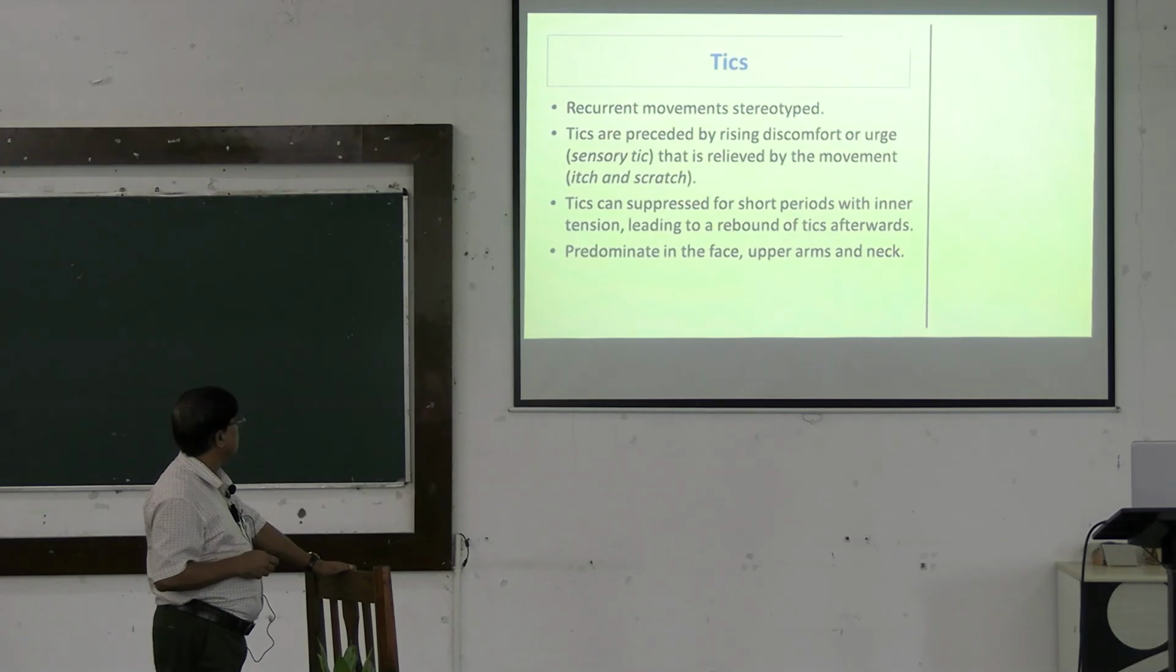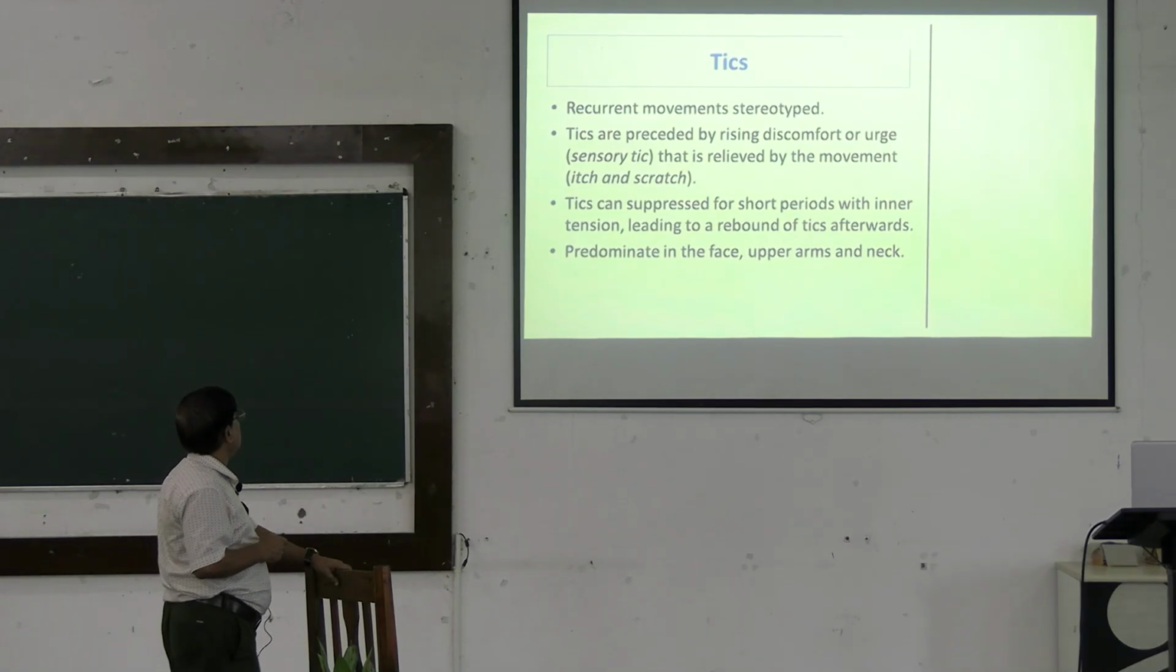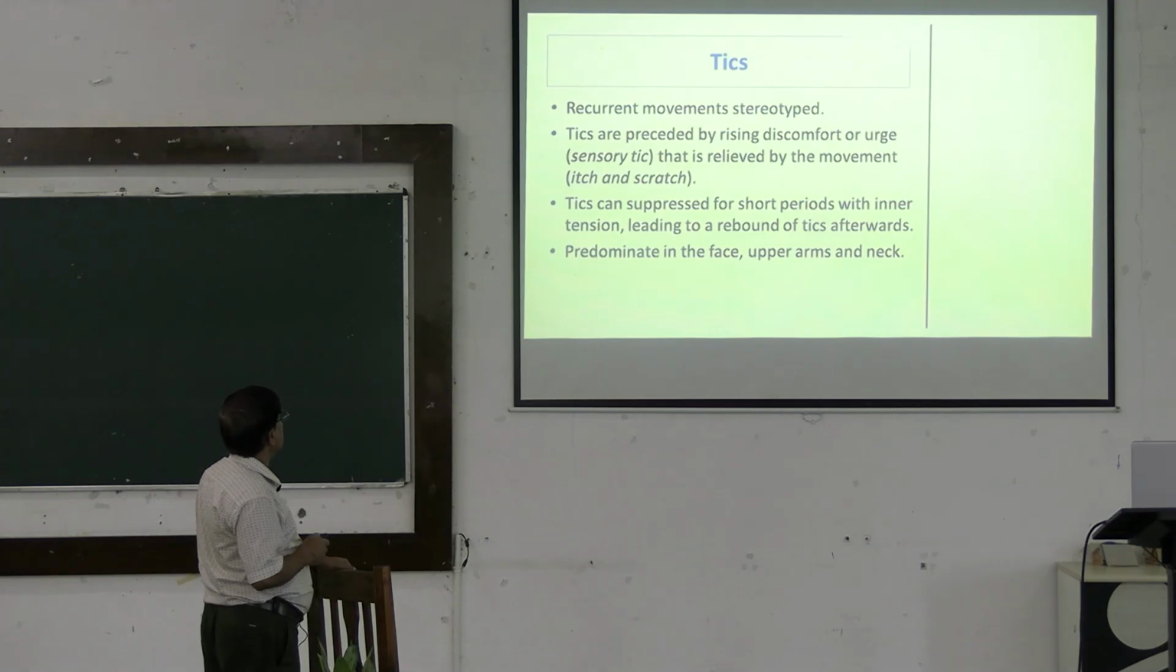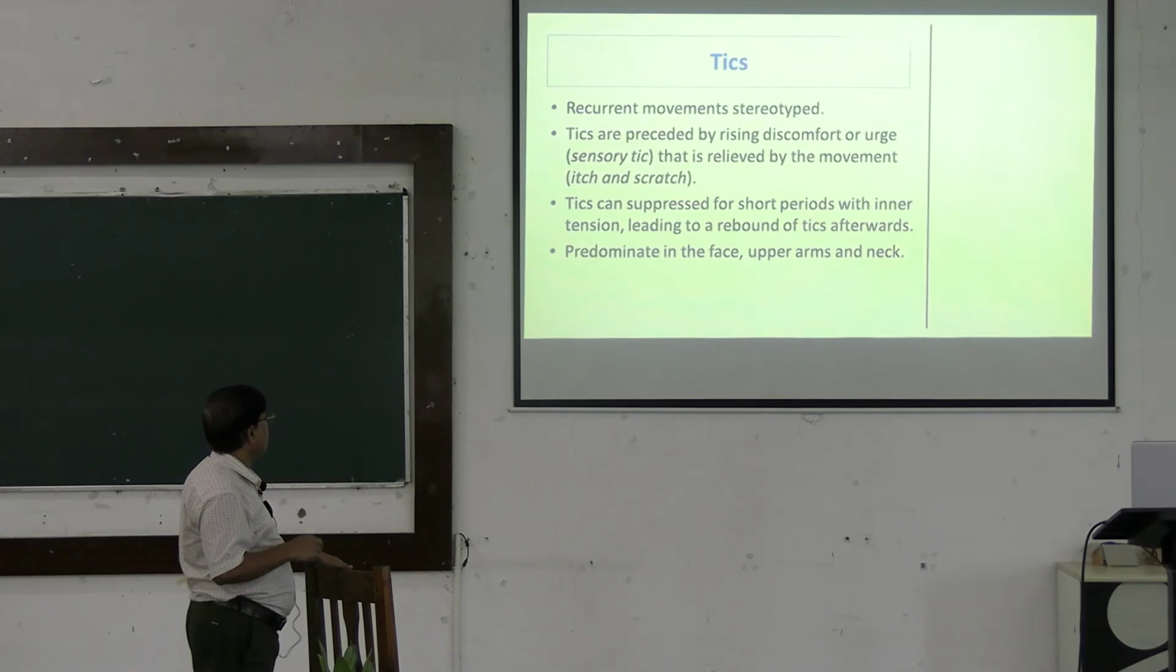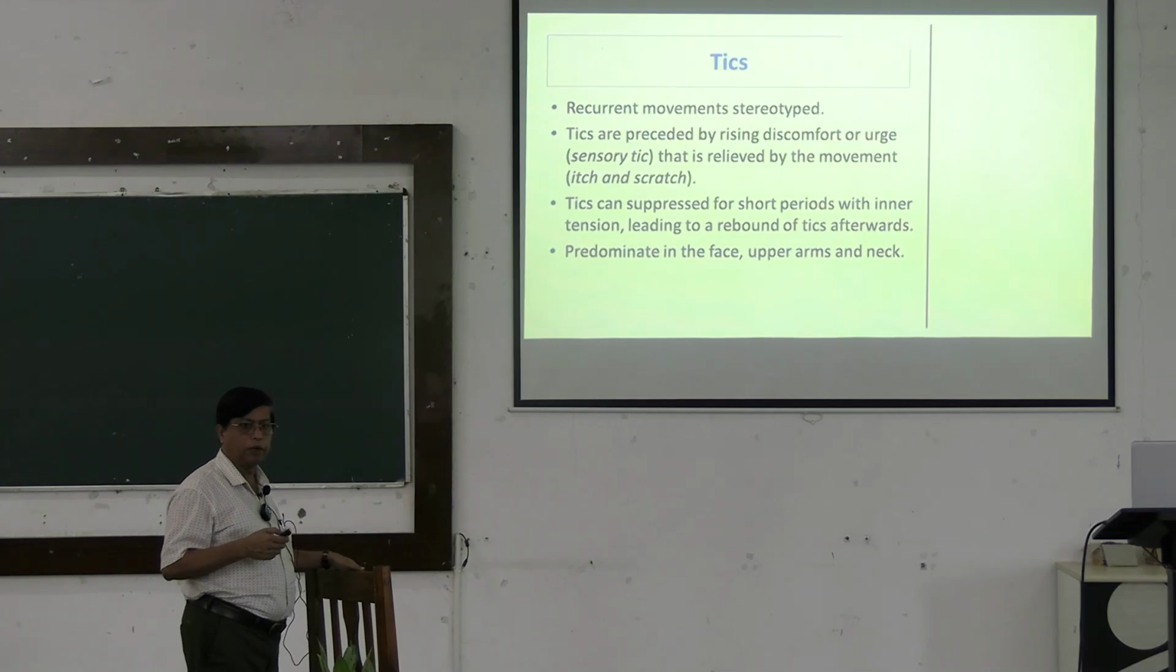Now about tics. I have told you it is a recurrent, stereotyped movement. Tics are preceded by a rising discomfort or urge, a sensory tic that can be released by the movement of the tic. Tics can be suppressed; that is the most important part. These tics can be suppressed for a short period with inner tension, leading to increased rebound of tics afterwards. If you ask the patient, or when he is deep in certain thoughts, he can stop it momentarily, but again it starts. Other movements he cannot stop. Tics occur predominantly in the face, upper arm and neck. This is a repetitive involuntary movement.